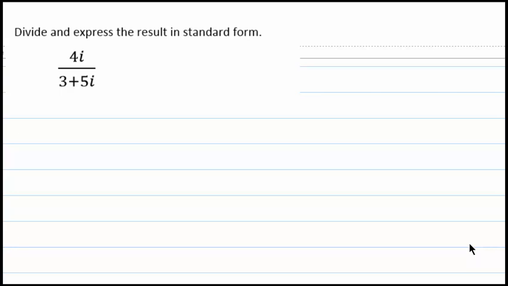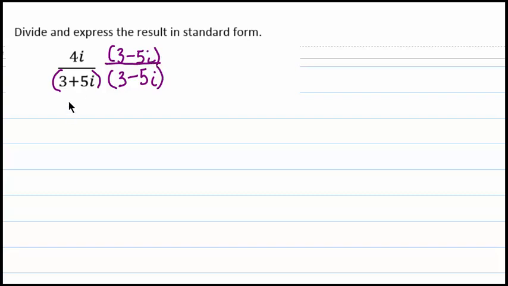Here's our example of divide and express the result in standard form. So first of all, we look at this and then we know that we have to, since it's an imaginary number in the numerator and then we have an imaginary number in the denominator, we are going to have to multiply the numerator and the denominator by the conjugate of the denominator. So I'm going to go ahead and put this in parentheses, and then our conjugate is 3 minus 5i. There's my denominator, multiplying the numerator by the same thing, 3 minus 5i.